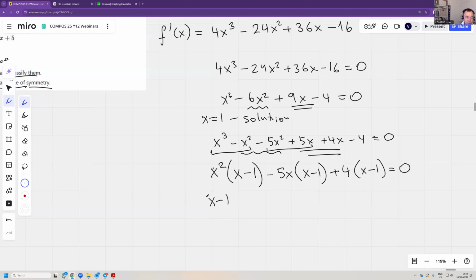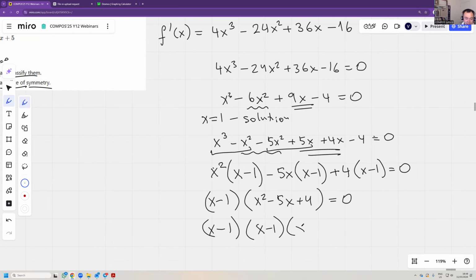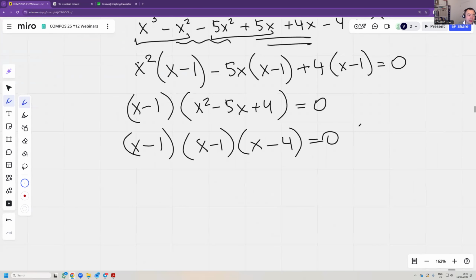So x minus 1, open bracket, x squared minus 5x plus 4, equals 0. I can factorize this straight away. So that's x minus 1 and x minus 4 equals 0. So x equals 1 and x equals 4 are stationary points.